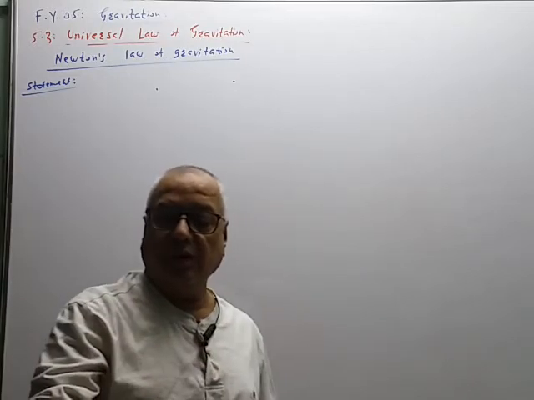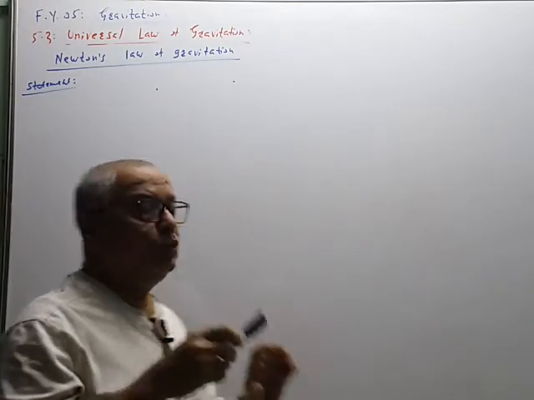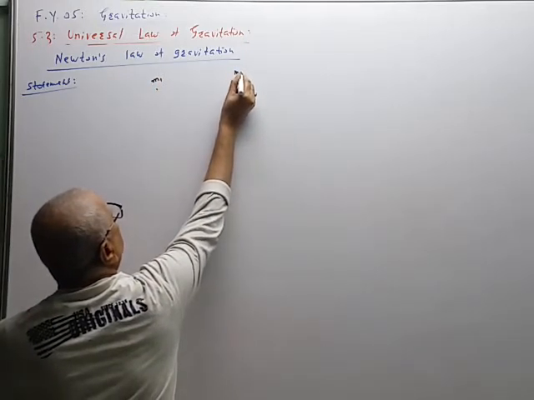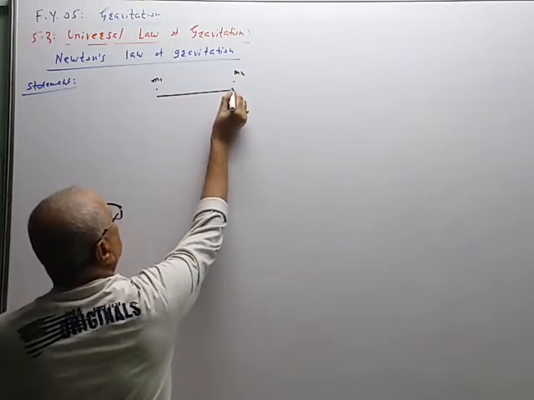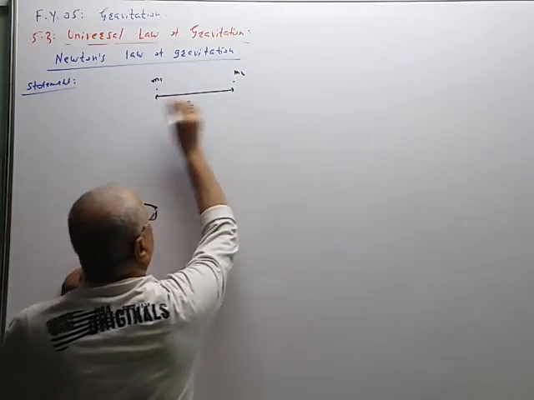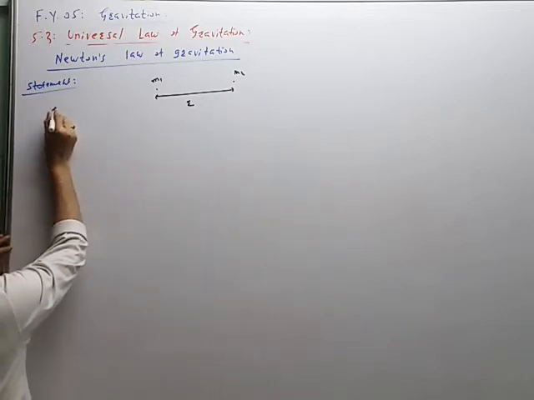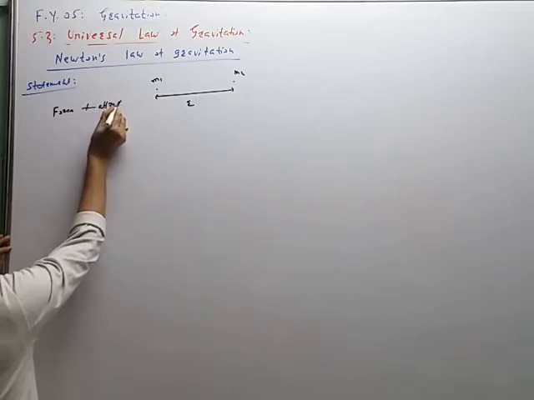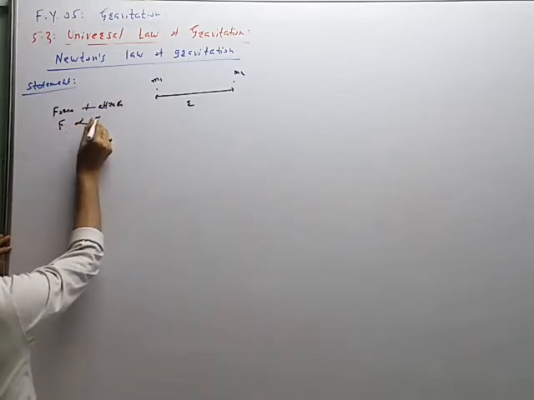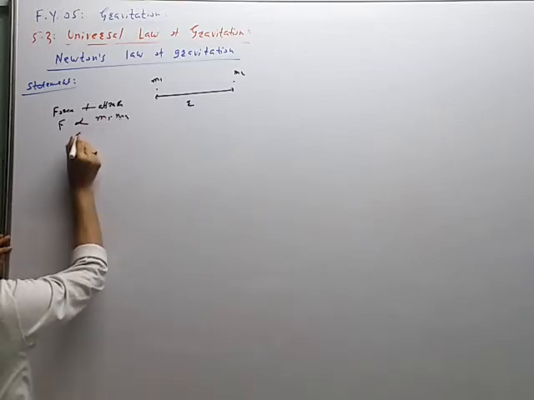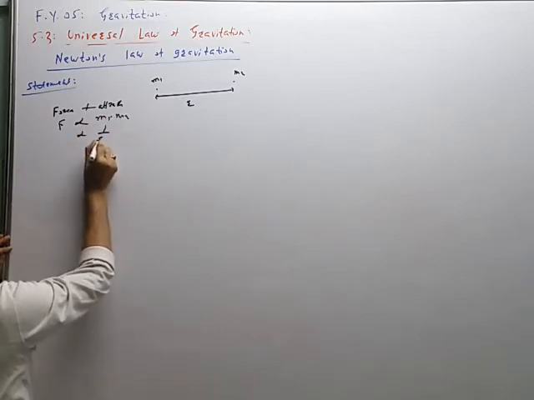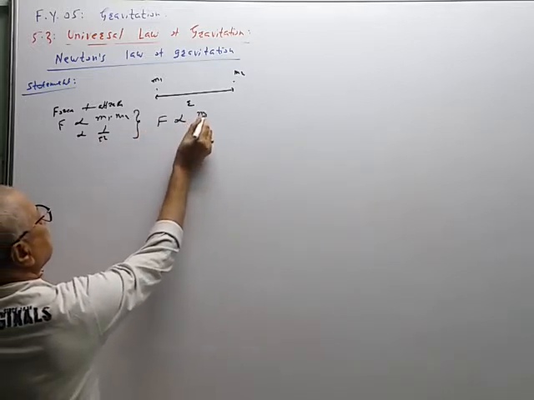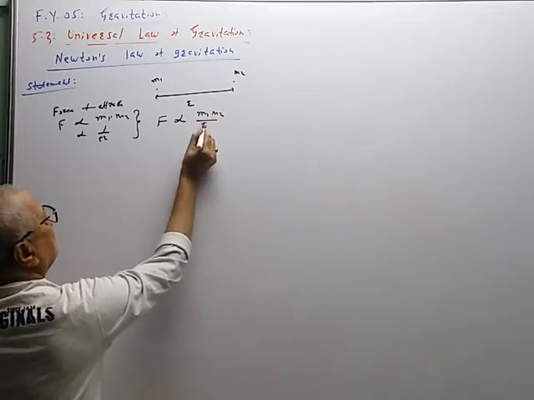If m1 and m2 are two point masses or two bodies separated by distance r, then these two bodies attract each other. The force of attraction F is directly proportional to the product of the masses of the two bodies and inversely proportional to the square of the distance between them. So if we combine them, then F is proportional to m1 m2 upon r square.